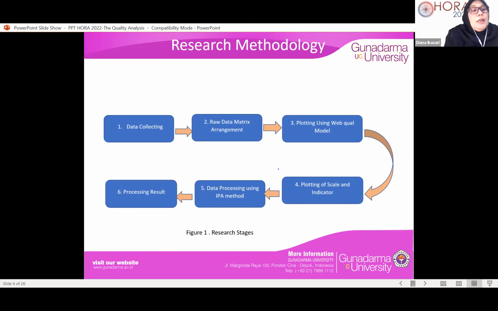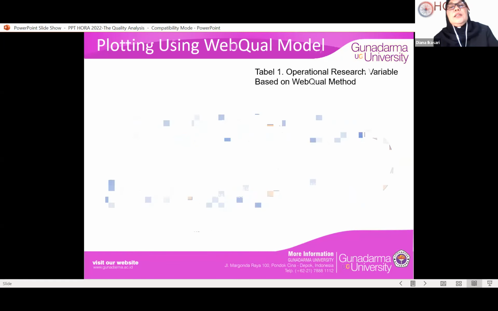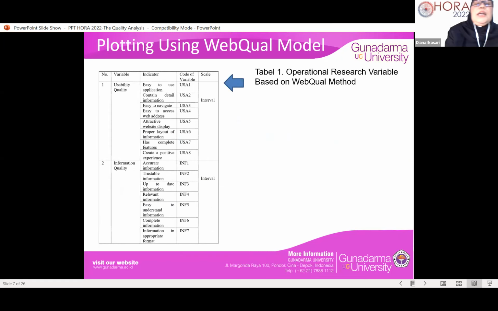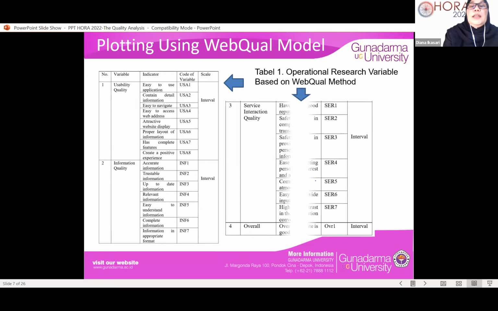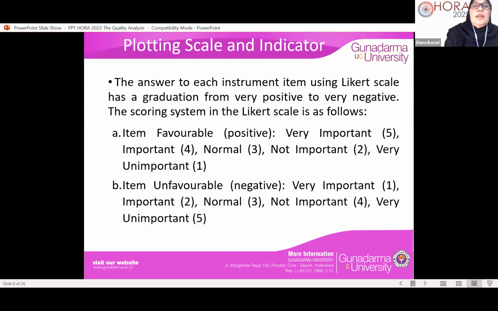Here we determine the variables used by the WebQual method. It consists of usability quality, information quality, service interaction quality, and the overall of the web. Here we create some indicators with the code of variable shown in table 1. Okay, continue with the plotting scale and indicator.